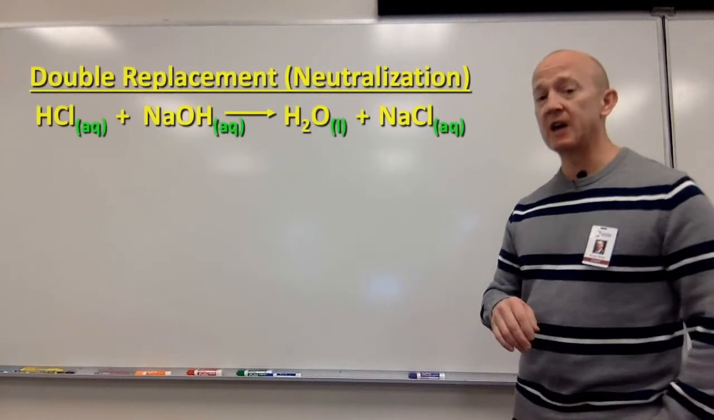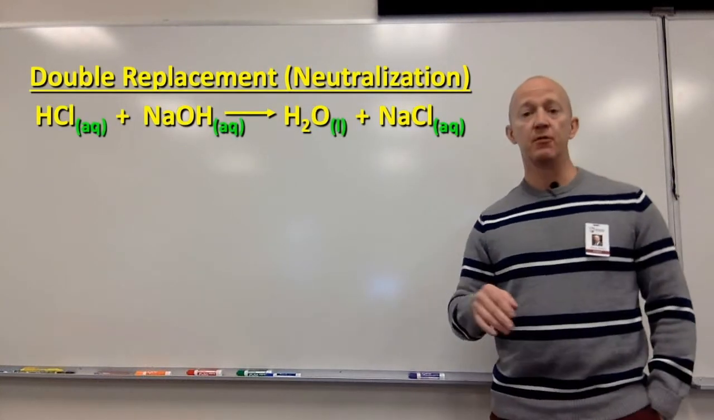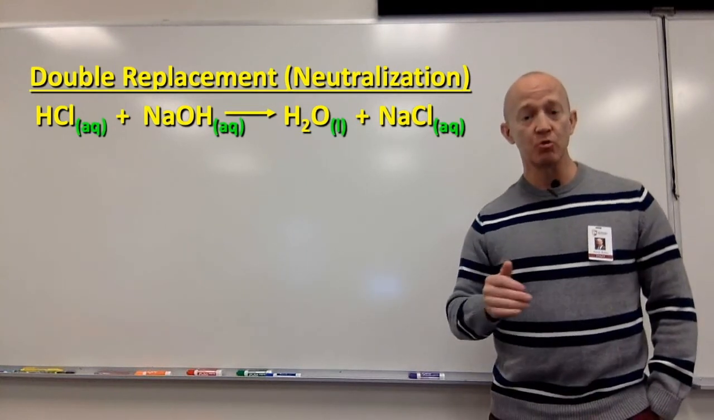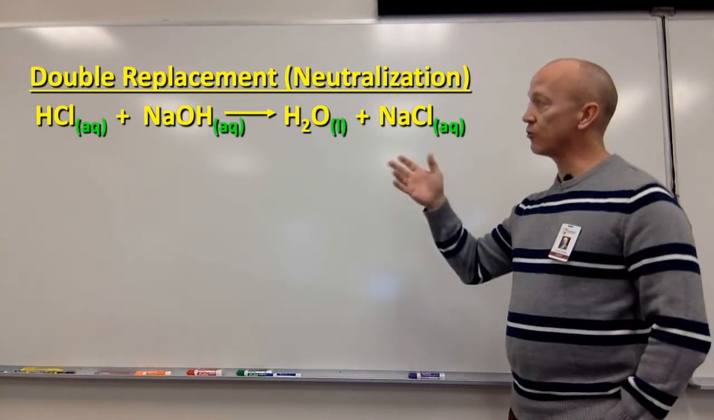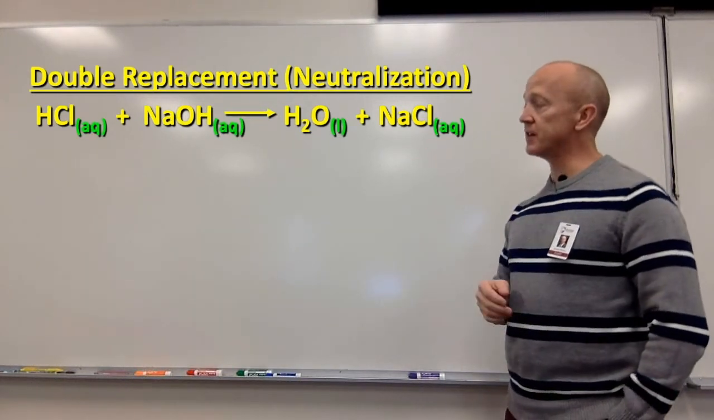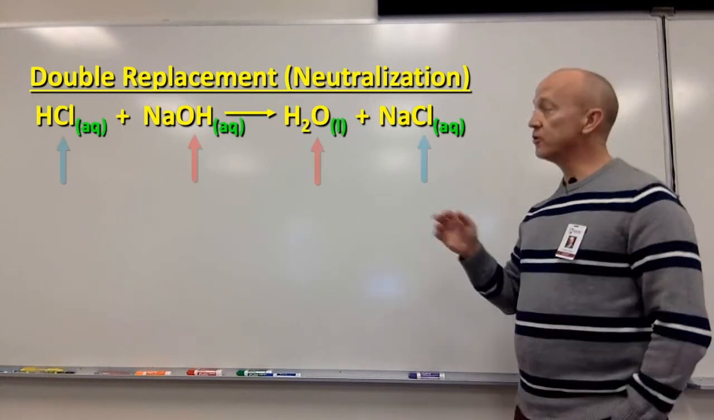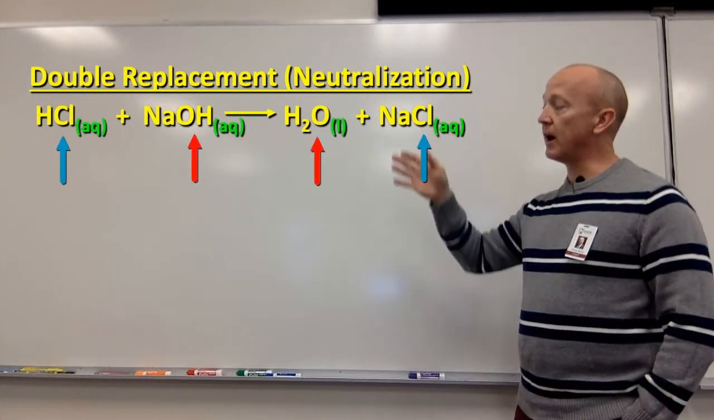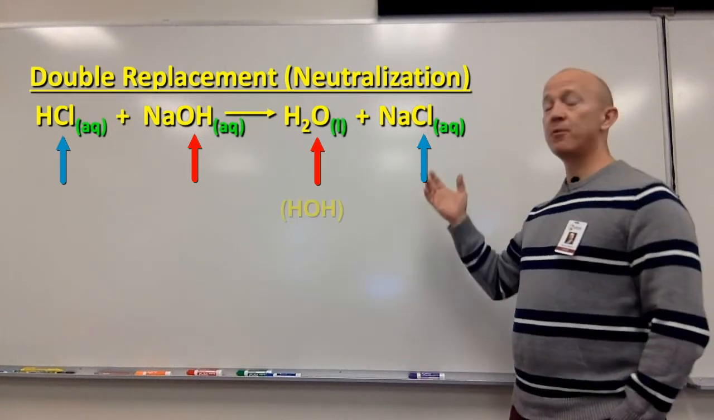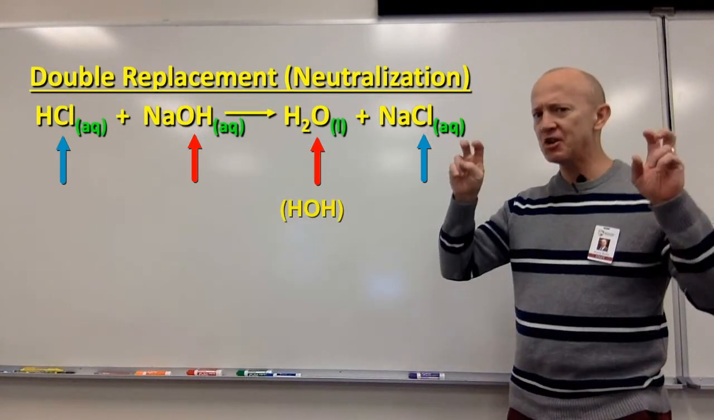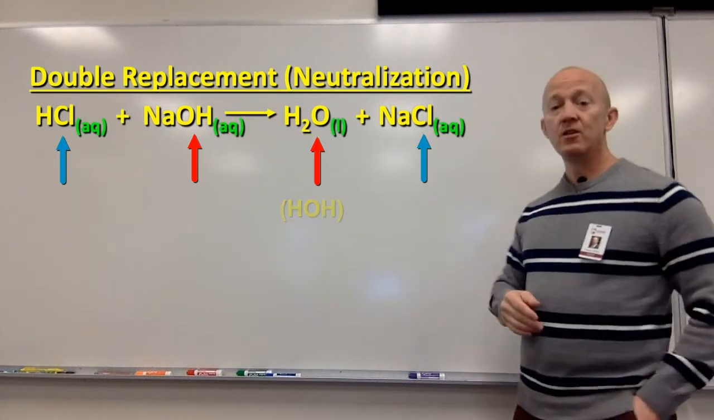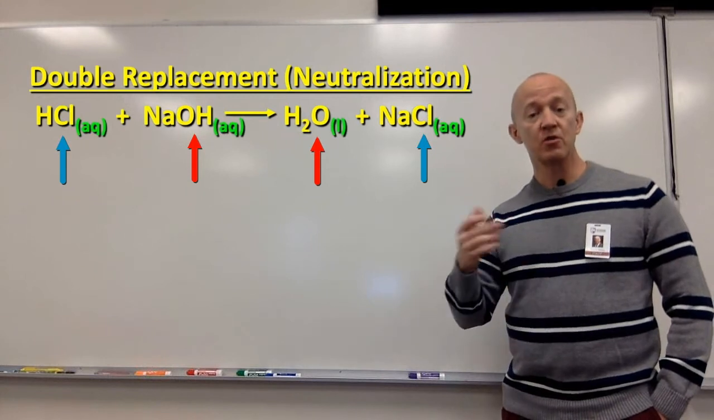Here's another specific type of double replacement reaction involving an acid and a base. We also call this a neutralization reaction. Here we have hydrochloric acid, which is a strong acid, and sodium hydroxide, which is a strong base. During this reaction, we see that the chloride and the hydroxide ions change partners. So for our products, we end up having HOH, otherwise known as H2O, and NaCl, sodium chloride.